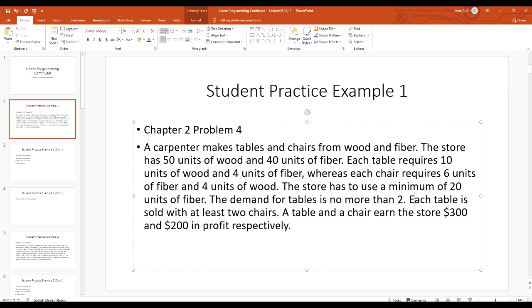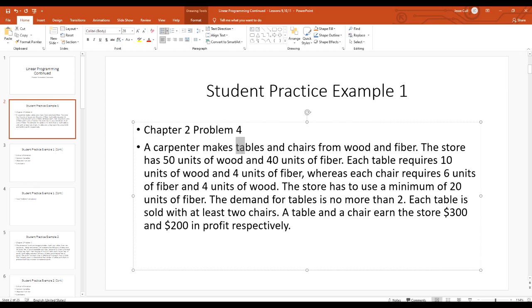As always, we're going to follow the same steps. We're going to review the question. We're going to highlight key information, focusing on our decision variables, our objective function, and our constraints. So let's begin. A carpenter makes tables and chairs from wood and fiber.